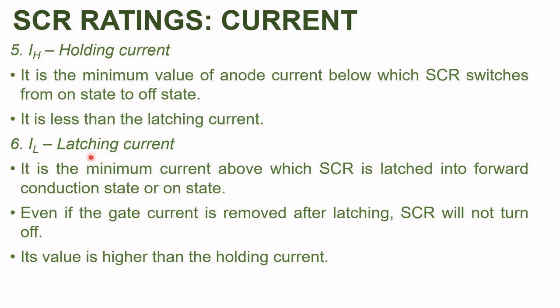Then comes holding current rating. Holding current rating we have already seen in the video of VI characteristics of SCR. It is the minimum value of anode current below which SCR switches from on state to off state. The value of holding current is smaller than that of the latching current.